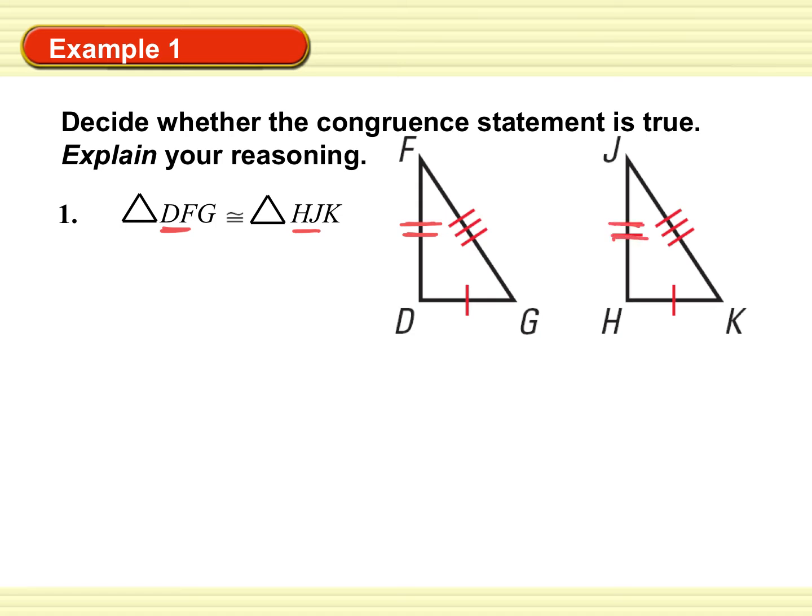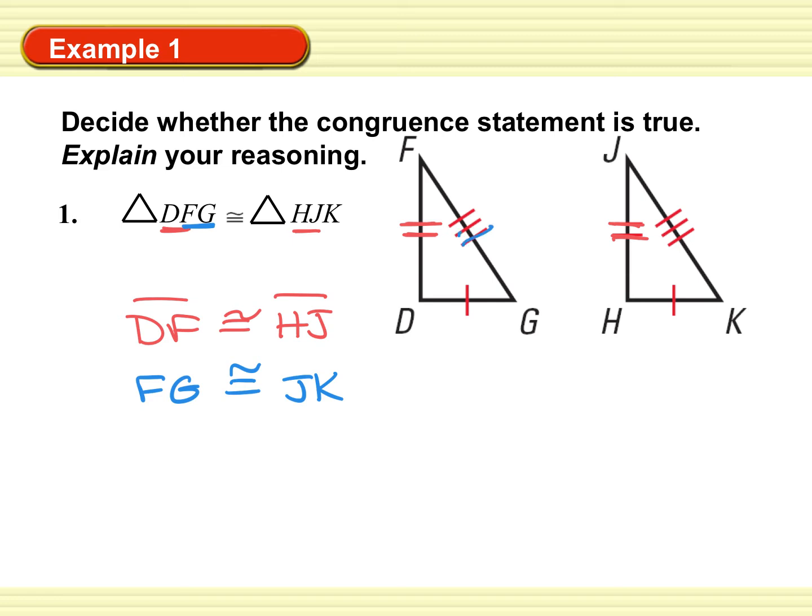So far so good. So in my proof I would have stated that DF is congruent to HJ because they both have the same mark. Next, I'll go to the last 2, FG, and again, it doesn't matter the order you list these, and make sure that JK has the same mark. So FG has 1, 2, 3, and so does JK. So that one works. And now I got to just check the last side.